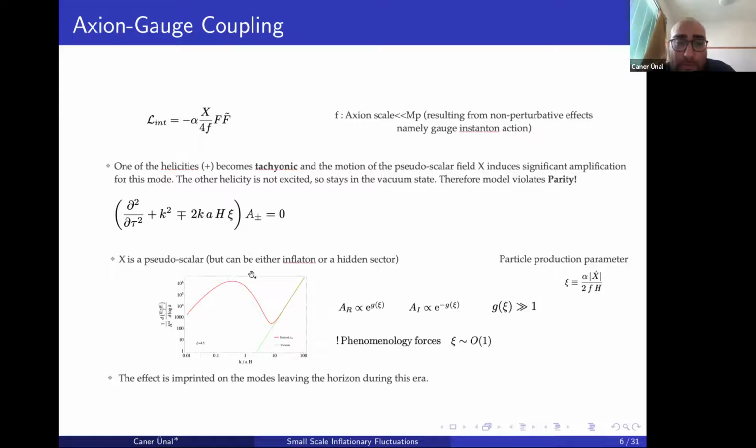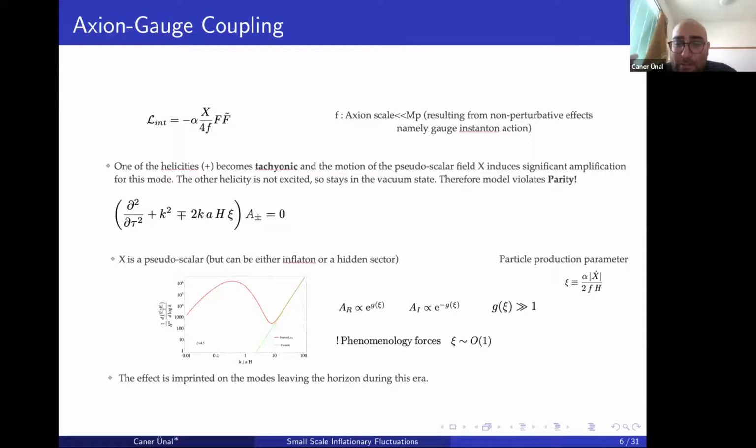But one thing is important here. Two things you should maybe remember. One, different helicities have different mass-square-like terms, and one helicity stays in its vacuum, because you have a positive mass square and you cannot excite it. The other one, only around horizon crossing, as you see where this k over aH term is order 1, which corresponds to horizon crossing, produces these gauge fields abundantly. So there is this exponential growth of the vacuum state of one helicity of the gauge field.